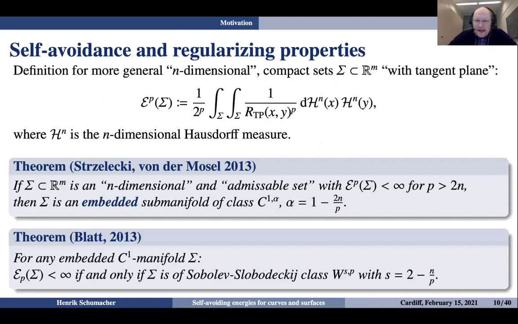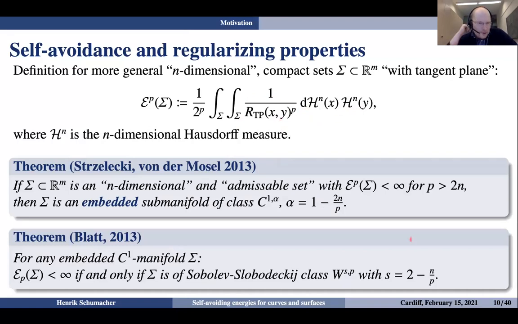Well, you can actually define these energies for relatively arbitrary subsets in Rm. The only thing you need is something like a tangent plane, so that you have a projector. Then you can say for 2 points on the surface what the tangent point radius is. And if you have a fixed dimension, you can just integrate against the Hausdorff measures.